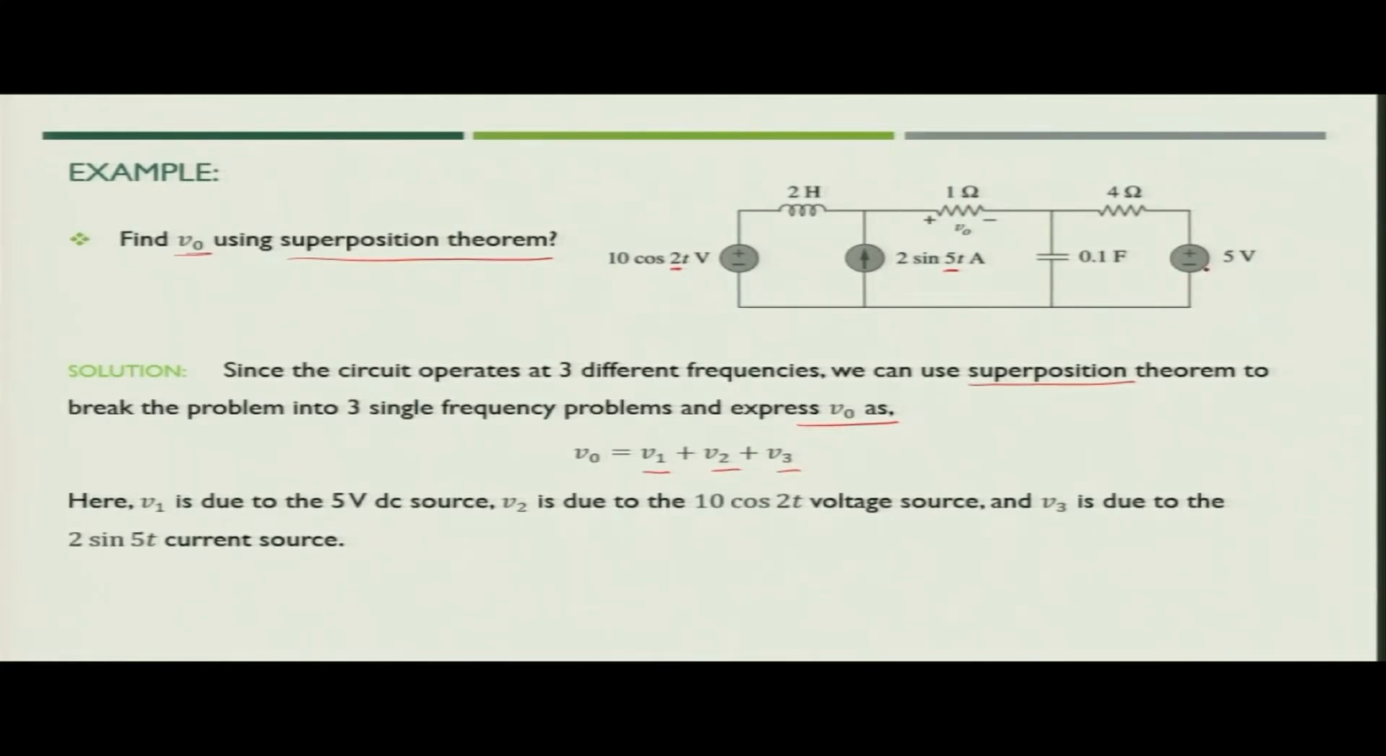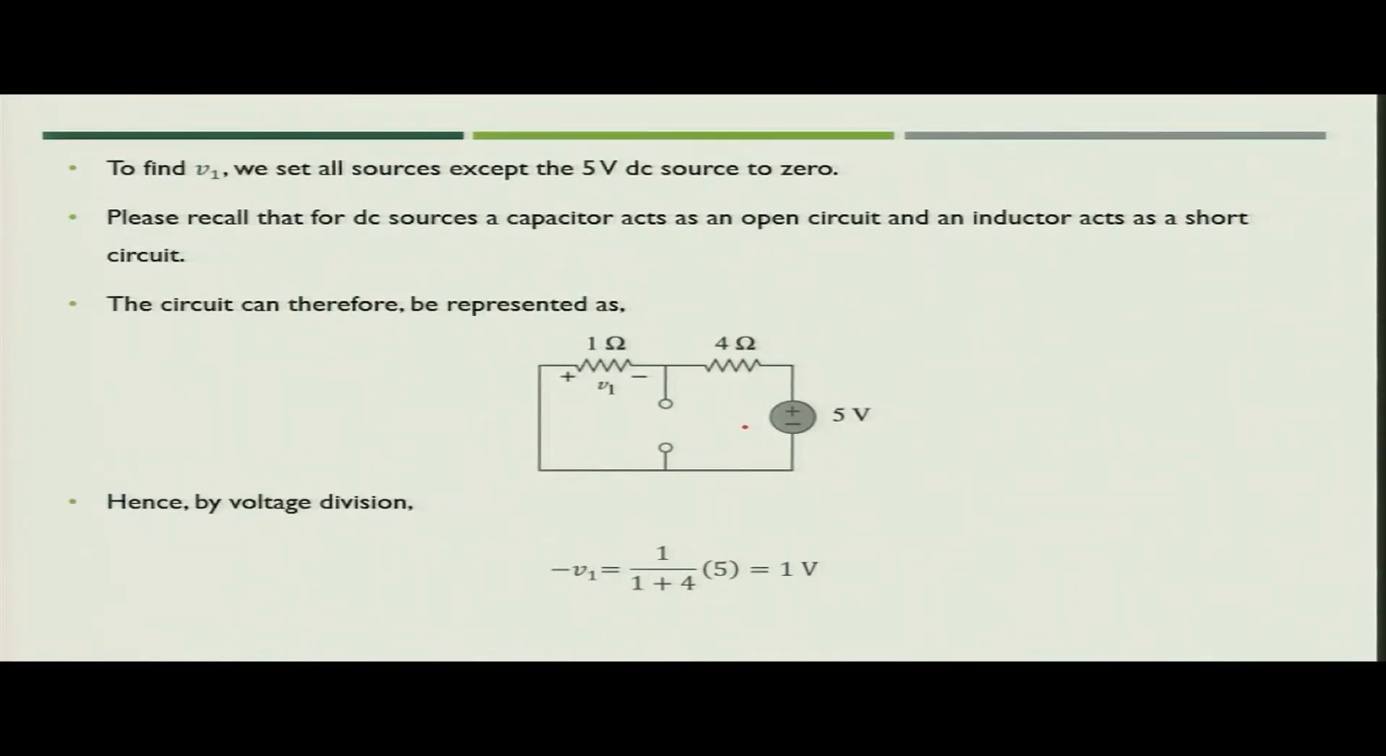Now, let us take one source at a time. First, let us take the DC voltage, 5 volt. So, this will be open circuited, this will be short circuited. Now, you have to keep in mind, since we are talking about the DC voltage source, the inductor will be short circuited and the capacitor will be open circuited. So, in that case your modified circuit will look as shown in the figure.